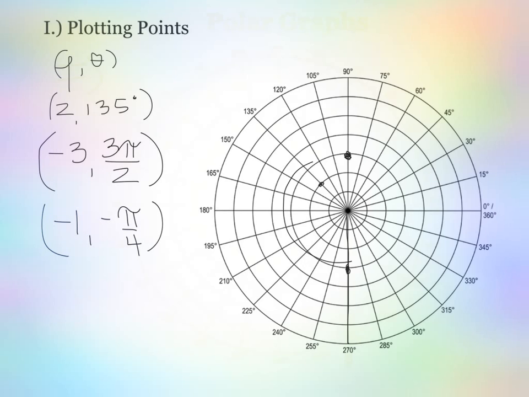Now, -1, negative pi over 4 is even more different because both of them are negative. First, let's go to the negative pi over 4 bit. Negative pi over 4, as we know, would correspond to 7 pi over 4 in positive coordinates, and that would be at the 315 degree portion. So we're going to go here, except it says that the rho is -1. So instead of going here, we're going to go here instead. And those are the 3 types of points that you will most likely encounter.